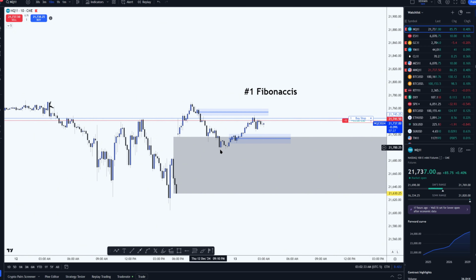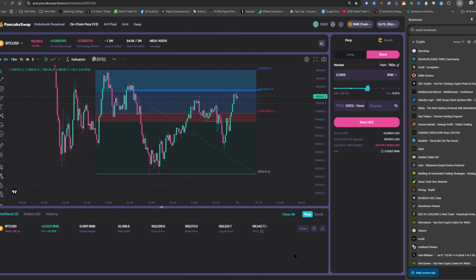So should I expect this low to be broken if it has a reason to move down? No, I should not. Of course, it could break it, but I should not expect it to right away.